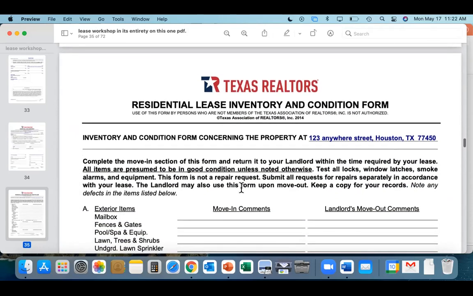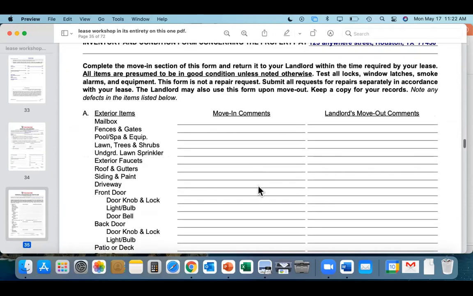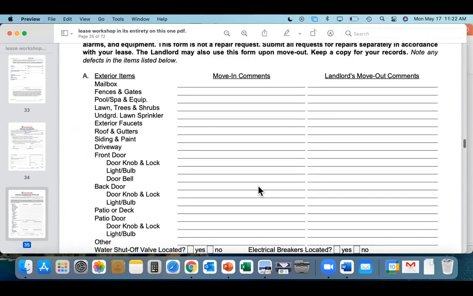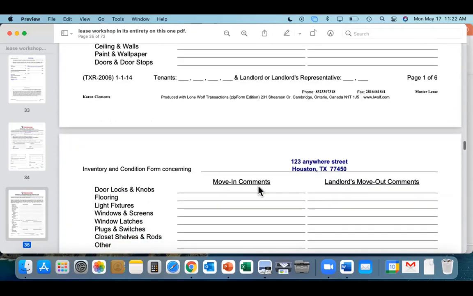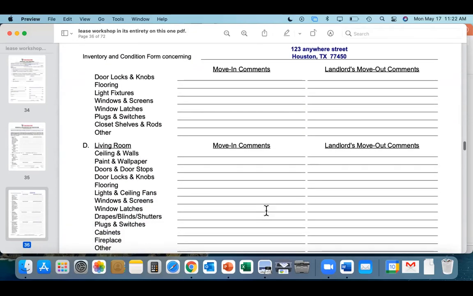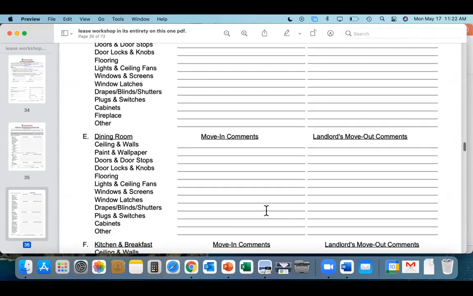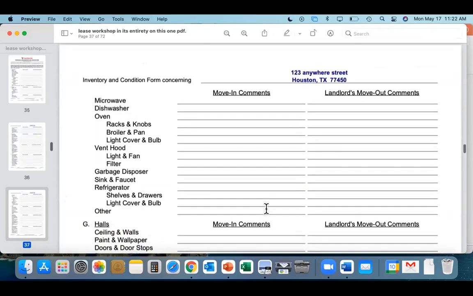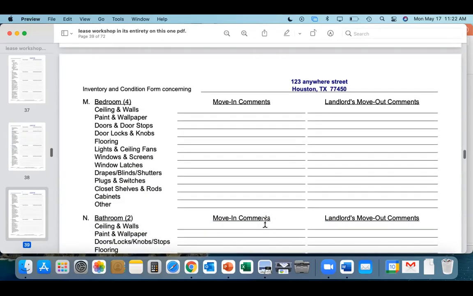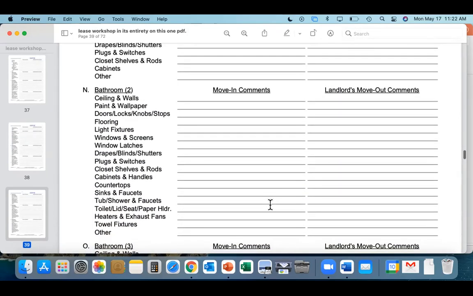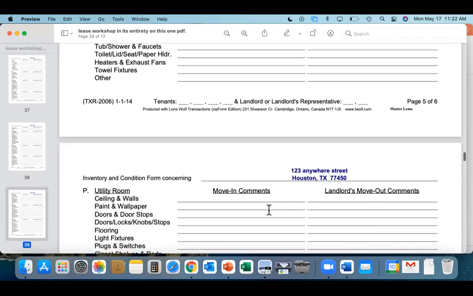Here's your lease inventory and condition form. This is my little rent-a-car form. I always tell a tenant, you've got 7 days, but in the first couple of days, just fill this out and get it done. They don't send it to you, they send it to the landlord. You could say you can send me a copy, but it's really important the landlord gets it.